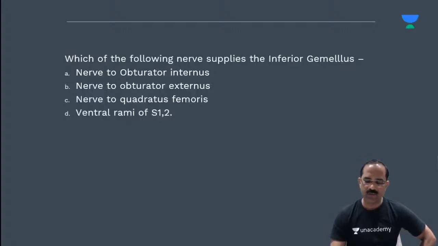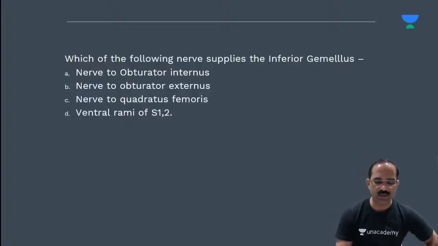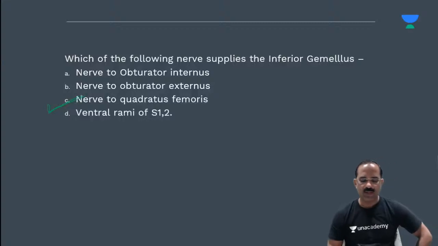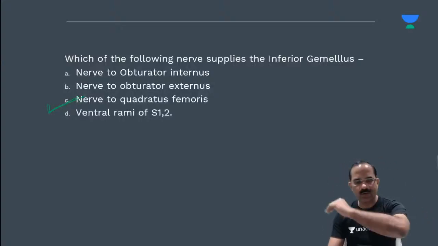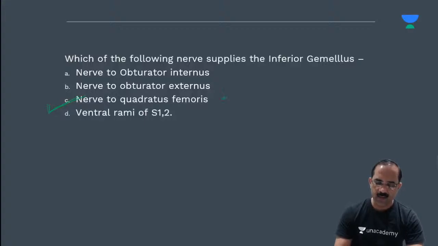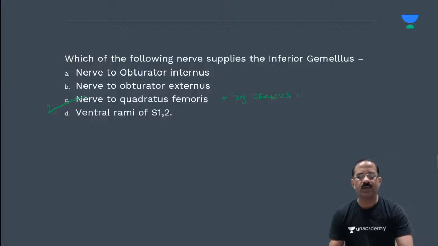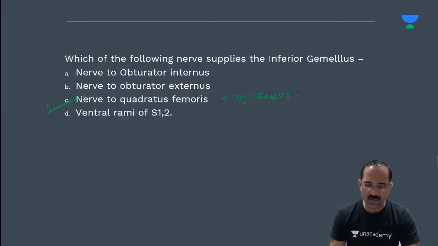Nerve to quadratus femoris. Yes, the answer is nerve to quadratus femoris. Very good, Suraj. So the nerve to quadratus femoris supplies the quadratus femoris and inferior gemellus.